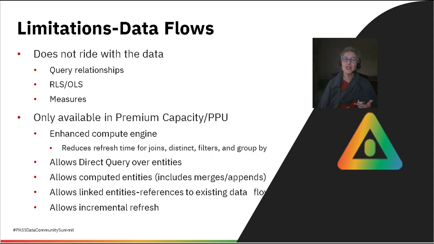Also, there's some functionality that's only available with premium licensing, whether it's a premium capacity or access by premium per user licensees. First of all, the enhanced compute engine is only available with premium licensing. That's going to reduce refresh times for some of those really expensive transforms like joins, distincts, filtering, group bys. You can only grant direct query to data flow entities with premium licensing.